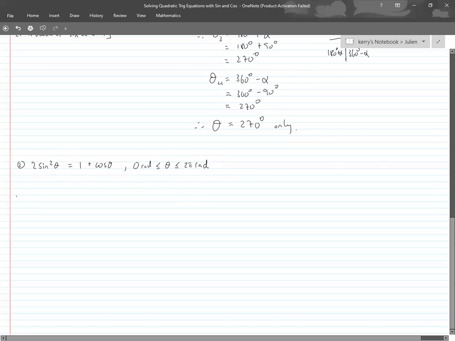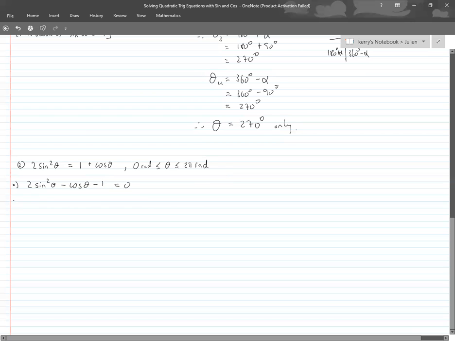So we know one of the first things we have to do is make one of the sides 0, because to solve a quadratic, either the left or right hand side must be 0. So we transpose, we subtract 1 and cos theta from both sides. So you get 2 sine squared theta minus cos theta minus 1 is equal to 0.